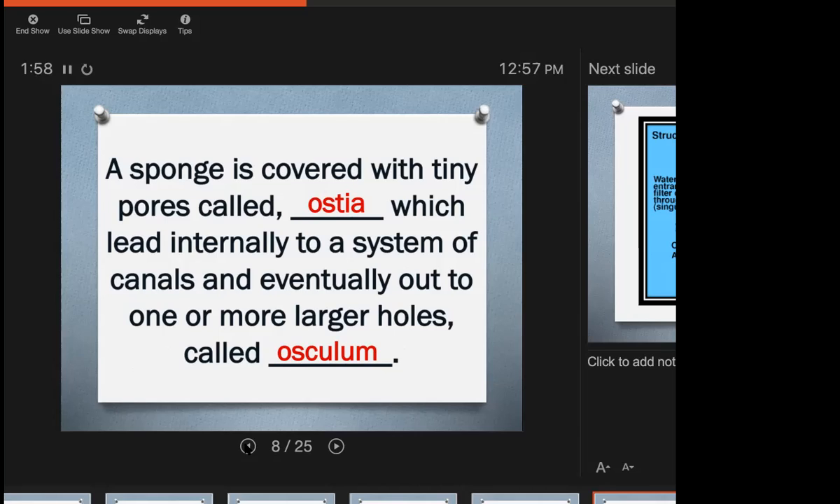Kind of. And here I'm going to hold this up to the screen now. So you've got tiny pores all around the outside, and then in the central body of the sponge, you've got these larger holes called oscula.